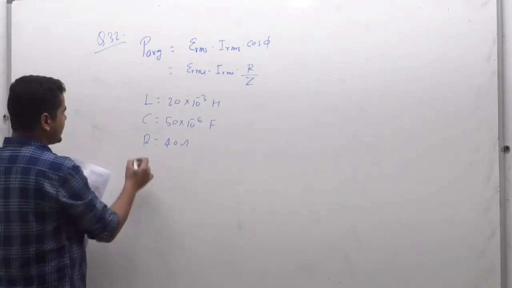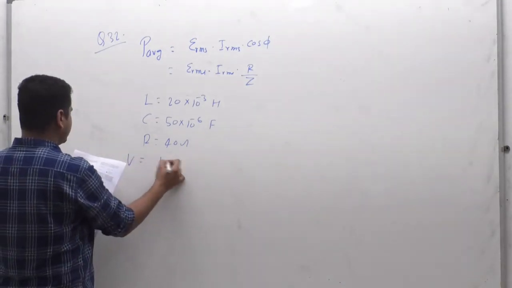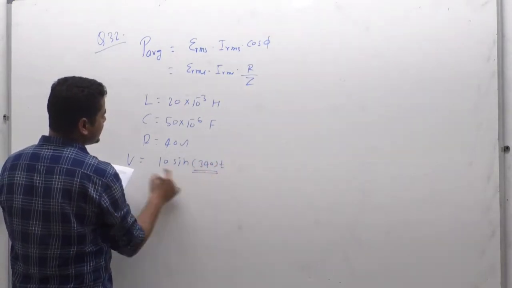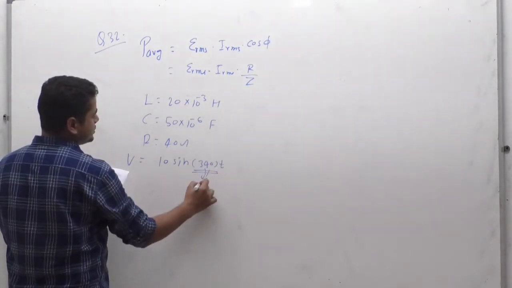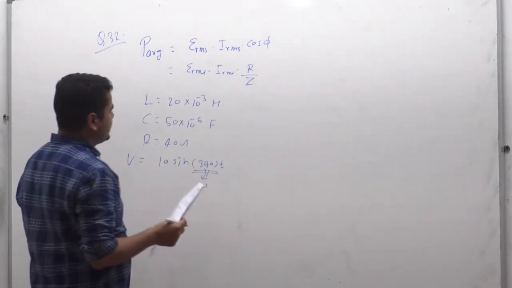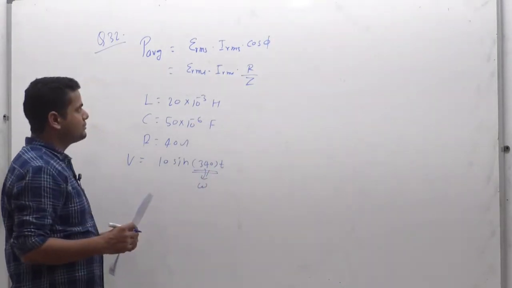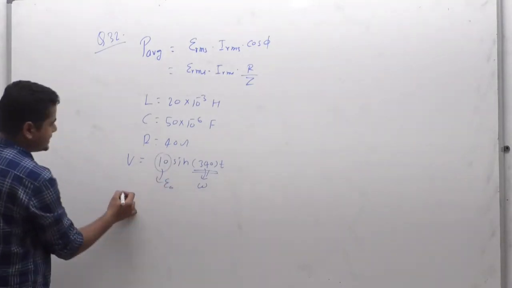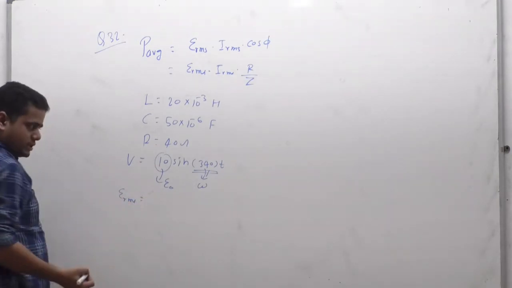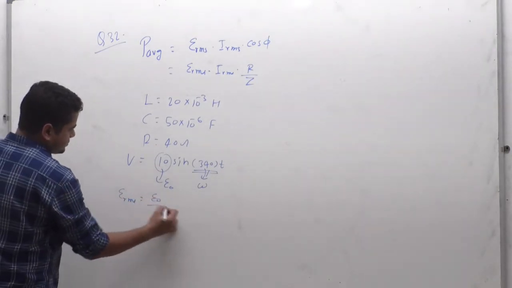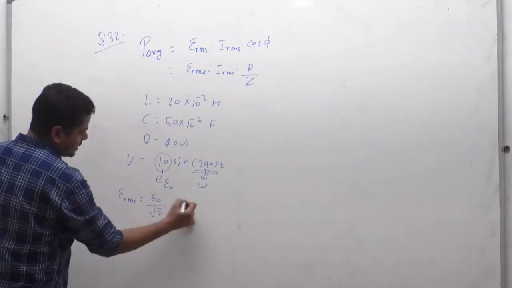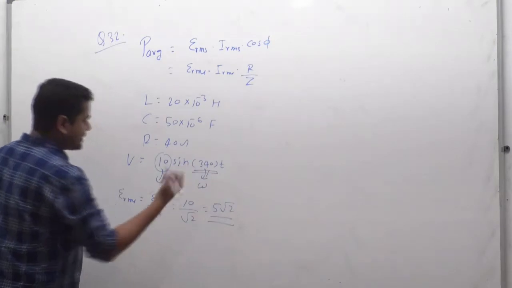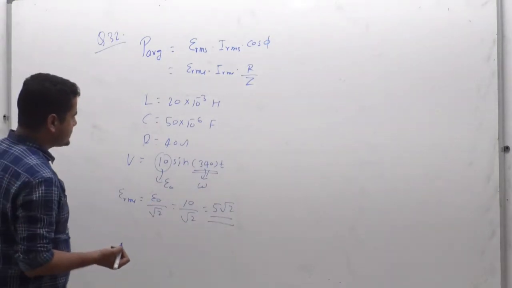in series to a source, and V equal to 10 into sine of 340 into T. So this is sine omega T, so this is your omega. From this question, this is basically E naught. So what is ERMS? ERMS is equal to E naught upon root 2, which is 10 upon root 2, which is 5 root 2. So ERMS you know. Next is IRMS.